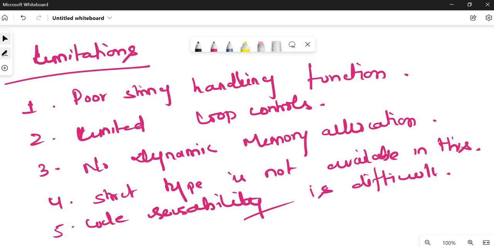So this is the theory portion. From here, questions can be asked for 2 to 4 marks. That is, what is Fortran, or what are the various characteristics of Fortran, or what are the limitations of Fortran. So it covers only 2 to 4 marks. I think this much is okay for the theory portion.